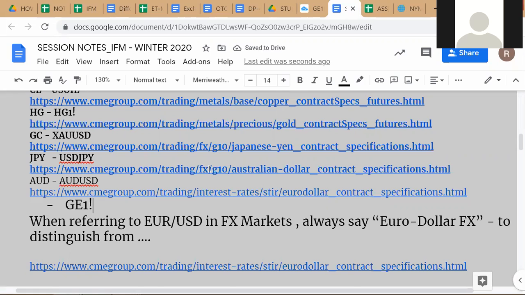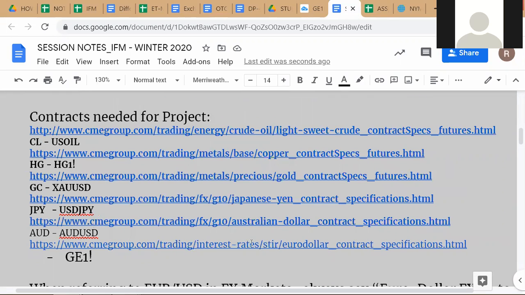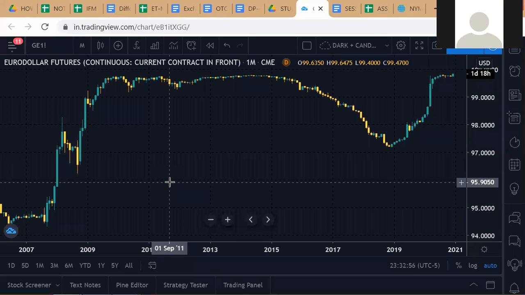Actually, you should be using the 3 month cash deposits. So we'll come to the trading of this later on. But as I said, mainly don't worry about this so much right now. Focus on these 5 markets, okay? Crude oil, copper, gold, dollar, yen, and Aussie. Get familiar with them and start forming your views on them.